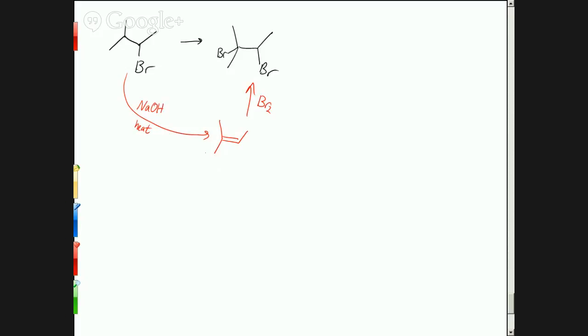And as we learn more reactions, we'll have more choices and more things we can do and more steps we can put in here, so we can make more and more complicated things. So we will play with that next week.